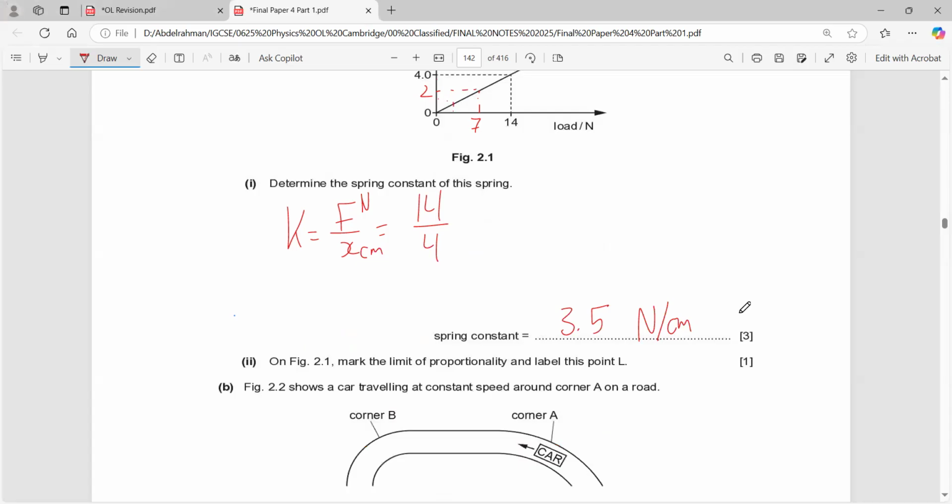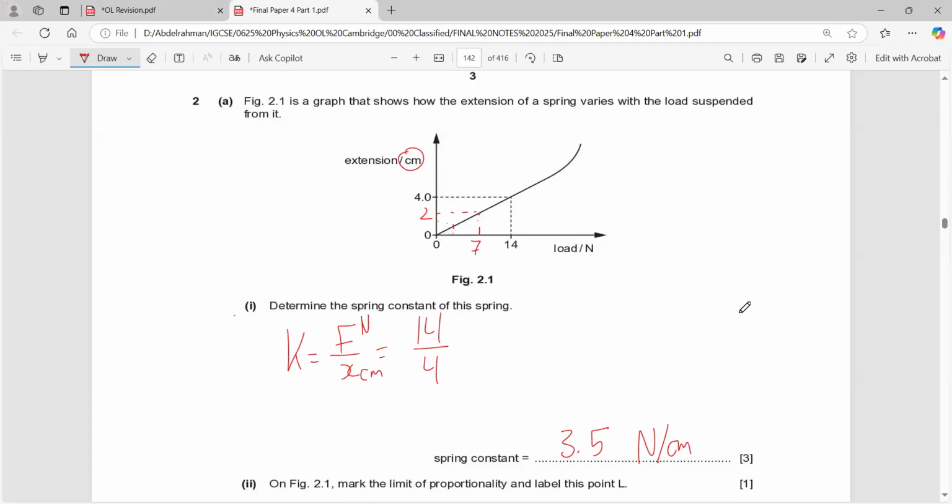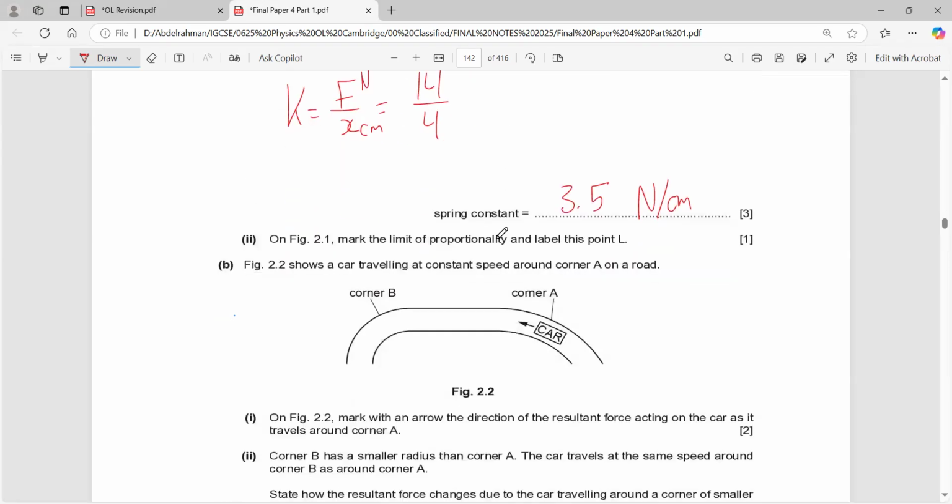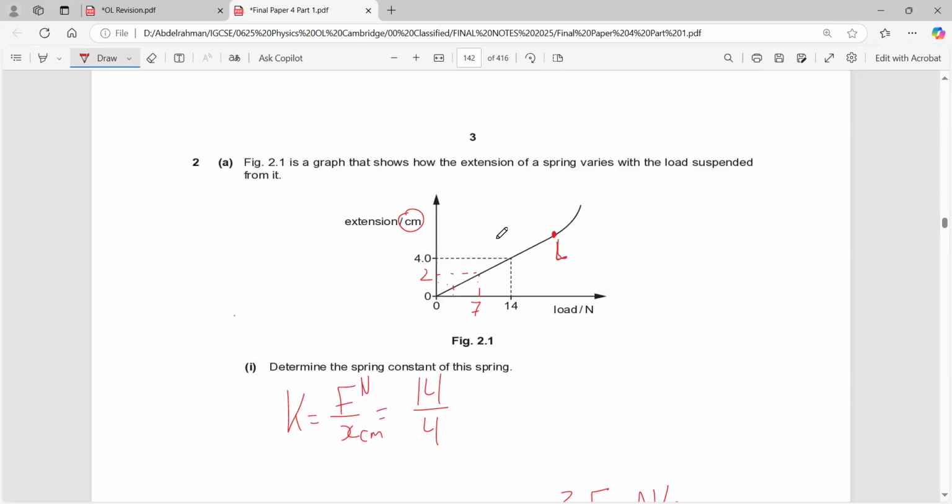Mark the limit of proportionality and label this point L. That's easy. It's almost at the end of the straight line, almost at this point. This could be point L, the limit of proportionality, or the elastic limit. This is point L.